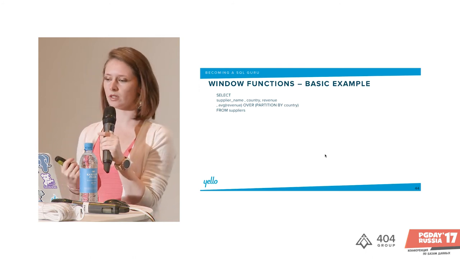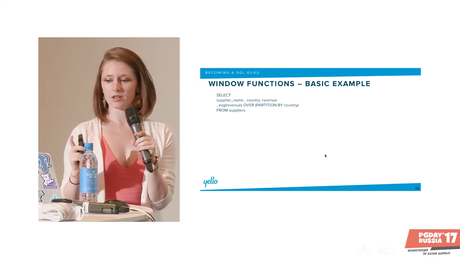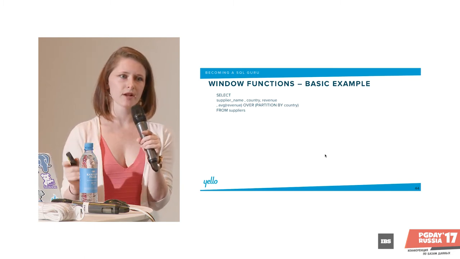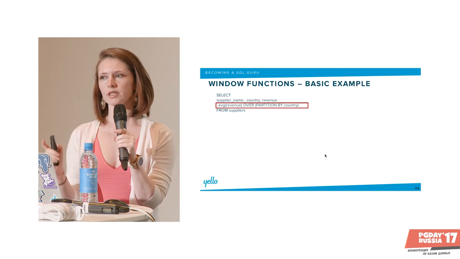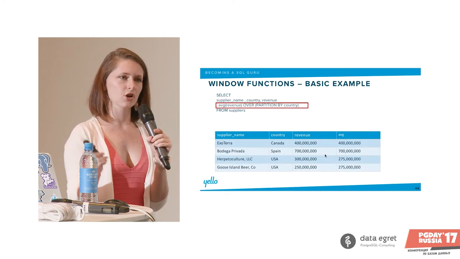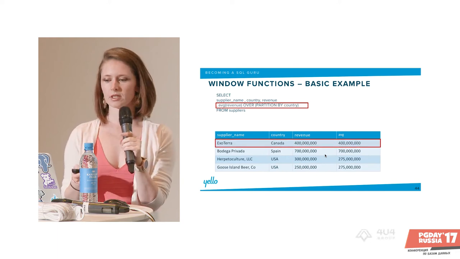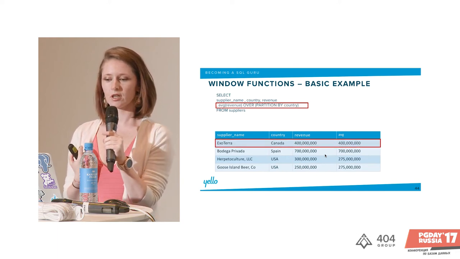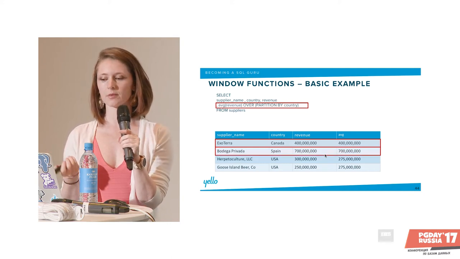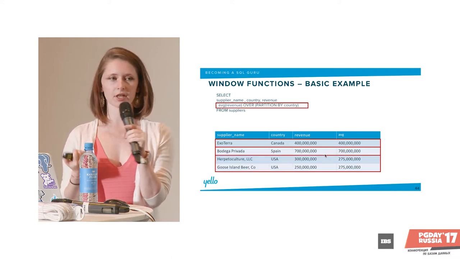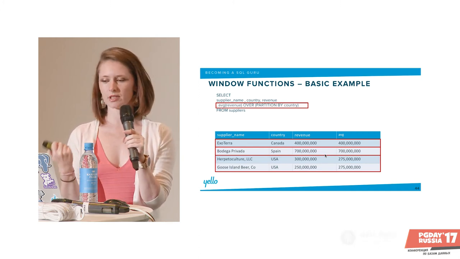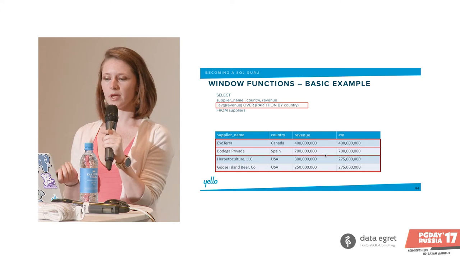Let's say I want to get the supplier name, the country, and the revenue, but then I want the average revenue for only suppliers that have the same country as the current row. So I'm gonna say average revenue over partition by country. And we're gonna get something like this. So we can see that for Canada, which only has a single supplier, the average is the same as the revenue. The same goes for Spain.